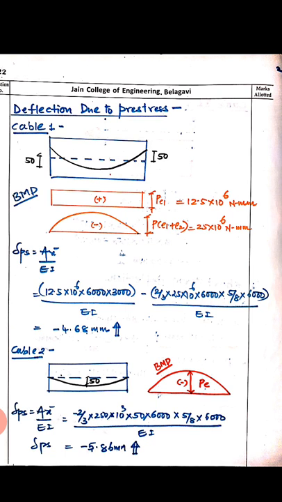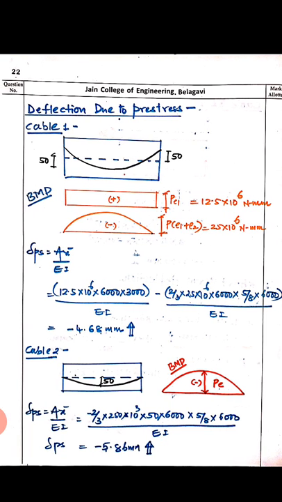Next, for cable number 2. Again, cable number 2 is parabolic, but they have given the eccentricity only at midspan. There is no eccentricity at support. Because of that, the bending moment is only parabolic, P into E negative. So again it is delta PS equals A x bar upon EI. We have to find the area, that is half of the bending moment diagram, half of the parabola, into x bar, the centroidal distance of half of the parabola. That is 5/8 of 6000, because the total span of the beam is 12,000 mm, so half of it is 6000.